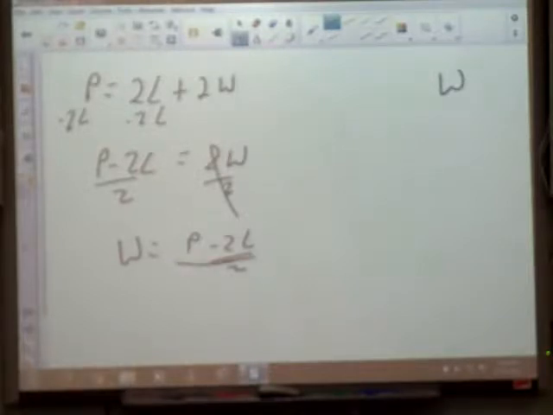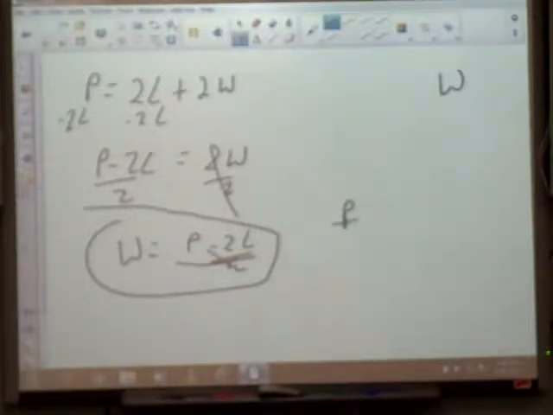Okay, now, other ways to write that. That's where I'm going to stop. That's my final answer. But other ways to write that: that whole thing being divided by 2 means that you're actually dividing each piece by 2, right? So you're going to have P divided by 2 minus L. Isn't that the same thing? Because the 2 divided by 2 there would cancel out. So that's another option, but I would have stopped at the one that I circled.